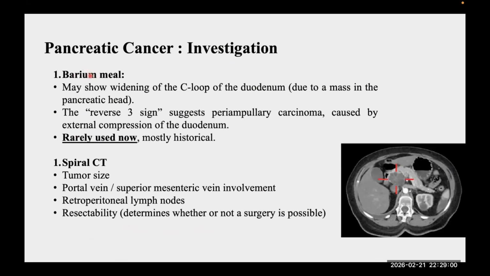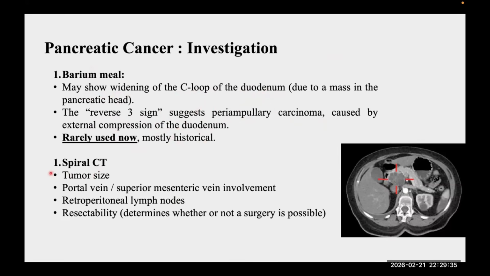Now, a barium meal, it's a historically used method, but it was in your slide, so I'm just adding it. Basically, the patient drinks barium and then they take images of the gastrointestinal tract. It can show widening of the C lobe of the duodenum. Basically, you can imagine if there is a pancreatic mass, it starts pushing on the duodenum, so it appears larger or widened. And that's what we call the reverse 3 sign. It suggests a periampullary carcinoma caused by external compression of the duodenum, such as by the pancreatic head. It's rarely used now. It's a historical thing, but it was in your slides.